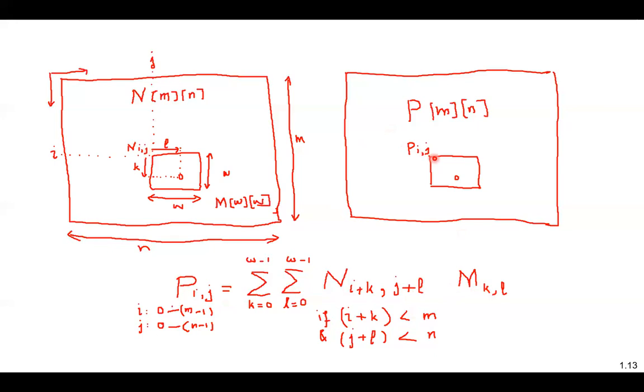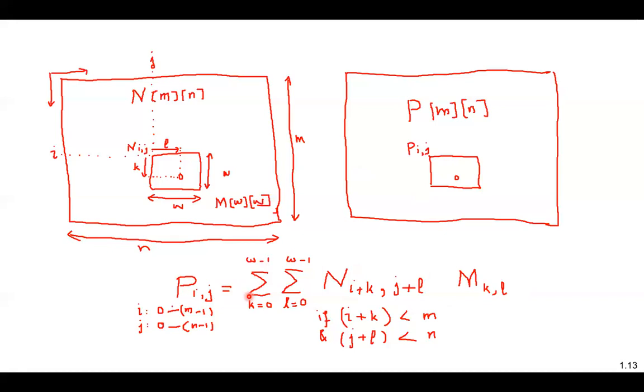And of course, I should calculate these Pij's for the outer loop i changing from 0 to m minus 1 and j changing from 0 to n minus 1. Rows and columns, I should cover all of them to get all values of Pij in the output. And every time I carry out this calculation.